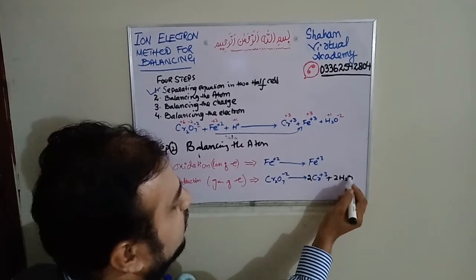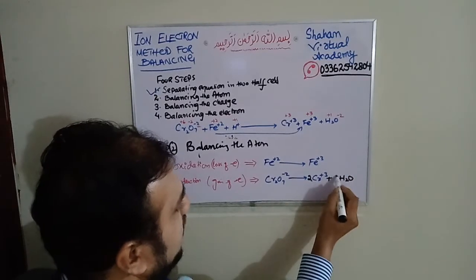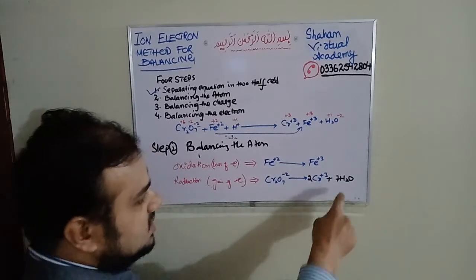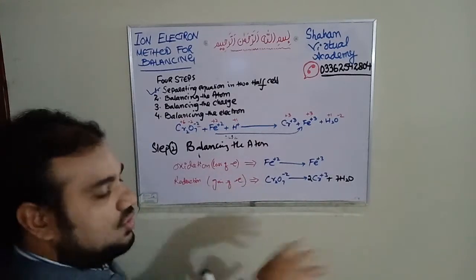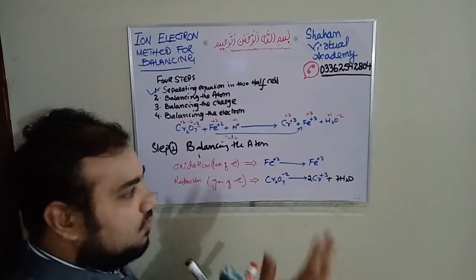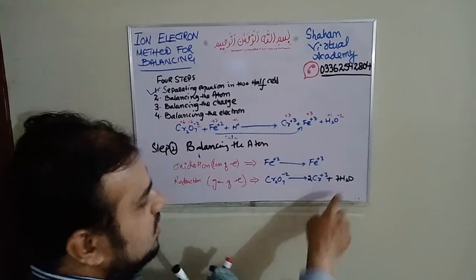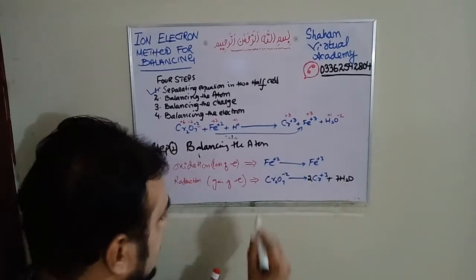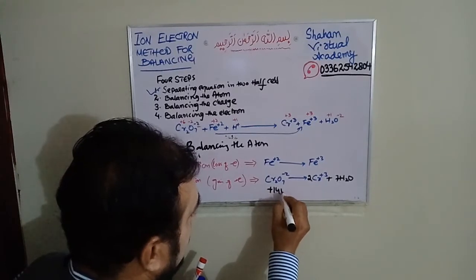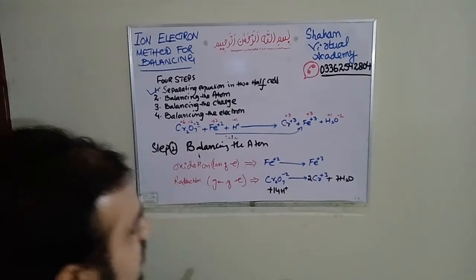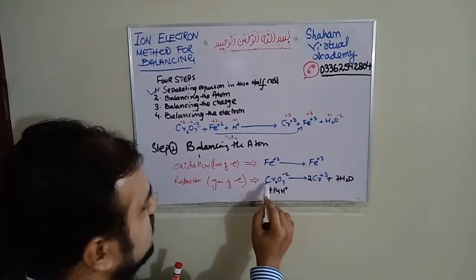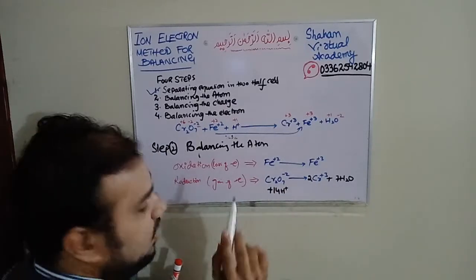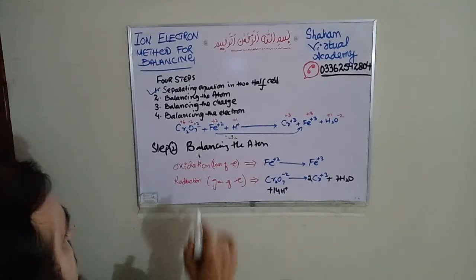Why do we add water instead of adding oxygen alone? We don't add oxygen alone because this is in aqueous solution. This is all happening not in air, but in aqueous solution. So we add water. But as soon as we add water, hydrogen becomes 14, so we add 14 H positive on the left side. So all atoms are balanced: 2 chrome, 7 oxygen, 14 hydrogen. This is what we have done.